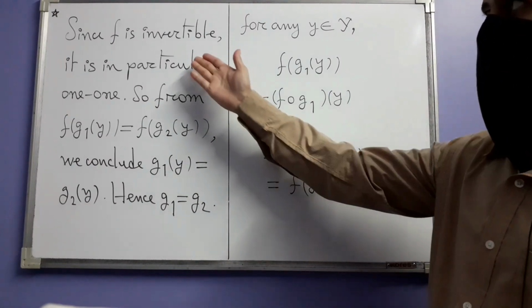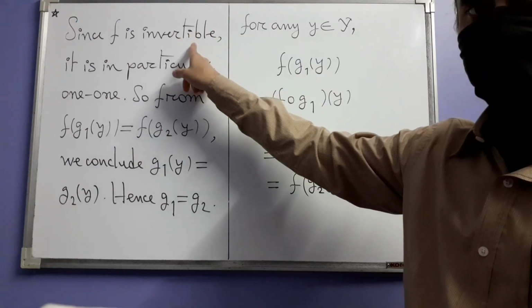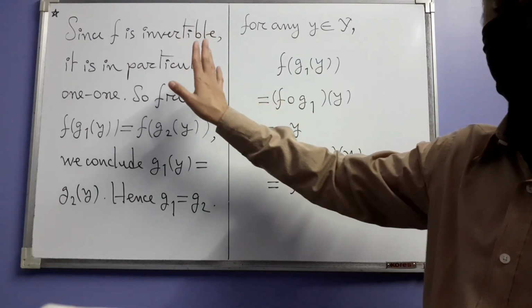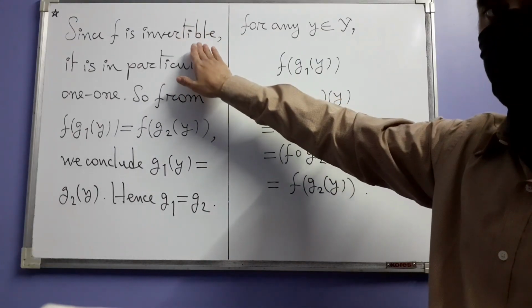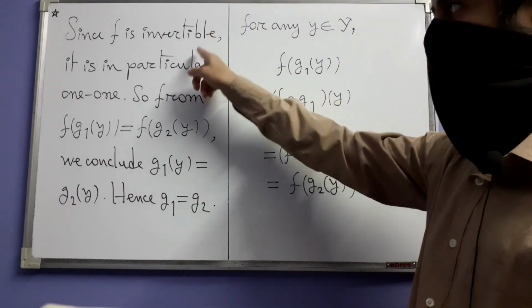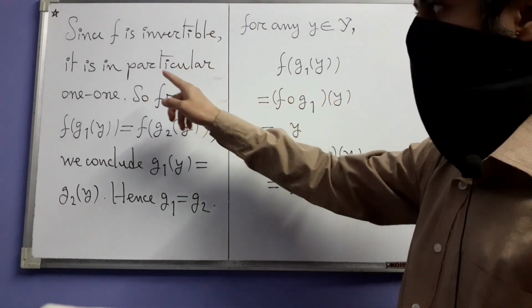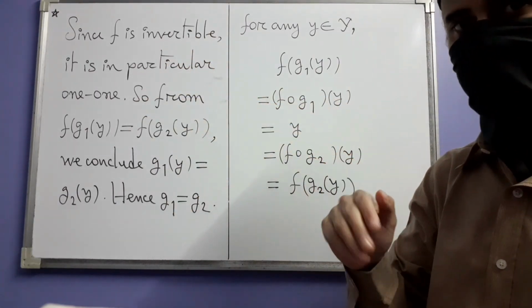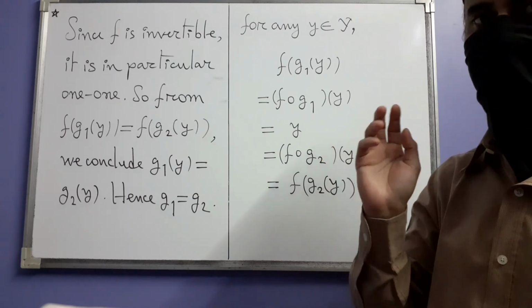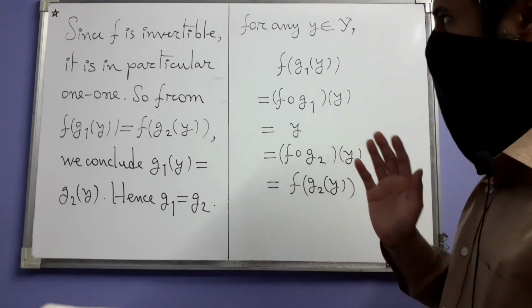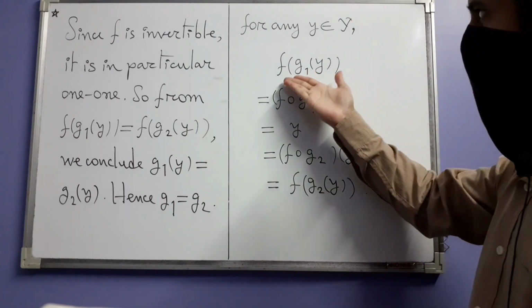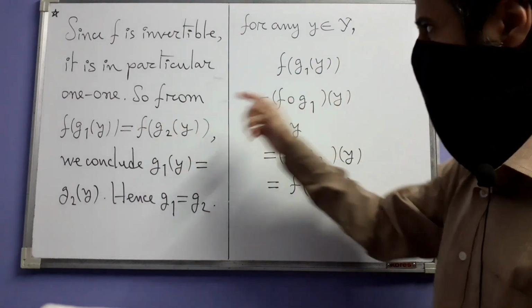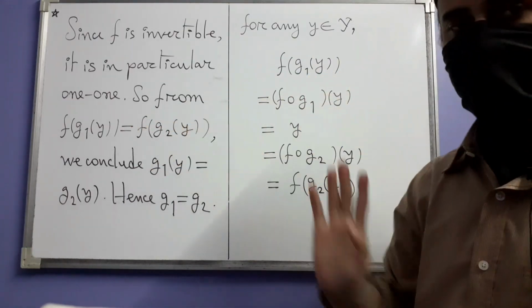Next we note this fact that since f is invertible, that is our hypothesis, right? This is what we start the solution with. Because of this, in particular, f is also 1-1, because being invertible, f is both 1-1 and onto. And what did we see just now? That f of g1 of y is equal to f of g2 of y.